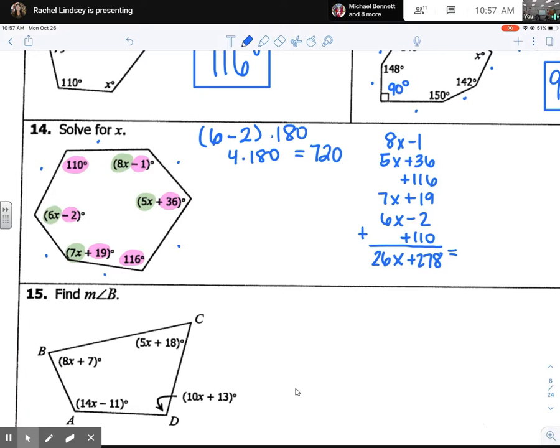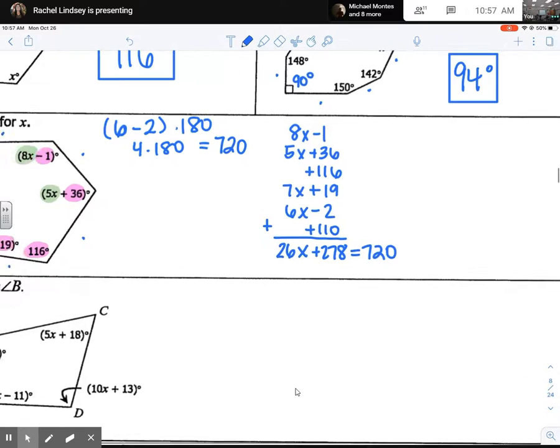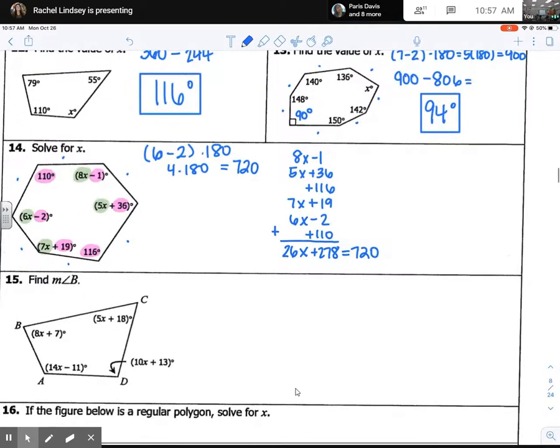And all of those angles will add to equal 720. 720. Why did you do that? Because I don't really know what you said. I said 720. You're speaking too fast.